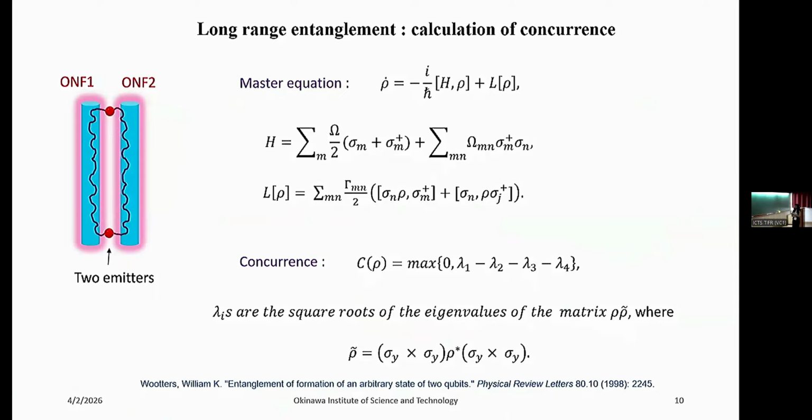So now I move to two atoms and see if we can create entanglement using the nanofiber system. So I evolved the standard master equation with a driving omega, and this coherent and incoherent coupling between the atoms are given by the Green's function elements. So concurrence is a measure of entanglement, and I calculate the concurrence here to quantify entanglement.